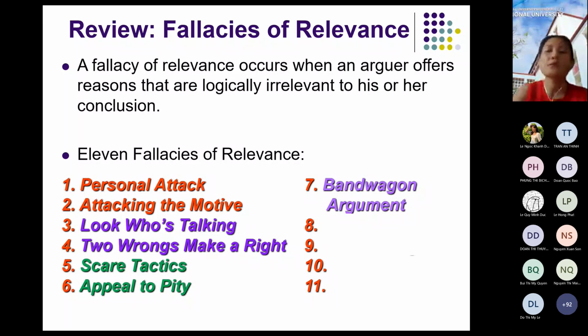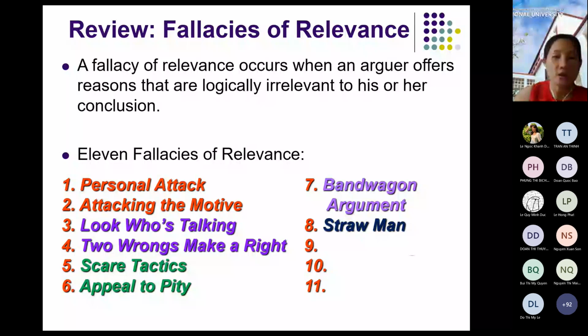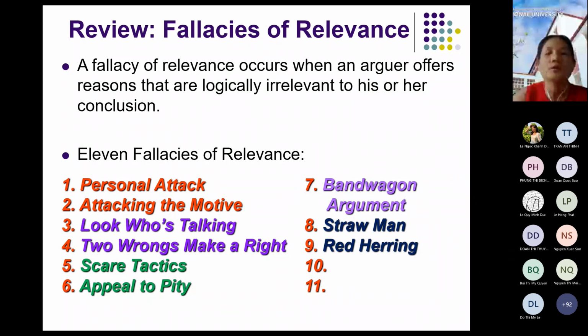Just because many people do something, then you do. And the something that many people do here doesn't need to be a wrongful act. That is different from number 4. Number 4 must be a wrongful act, isn't it? And then number 8 is the straw man, when you have an argument and we have our original topic, but then you change the topic, but the new topic that you raised is somehow still relevant to the original topic.